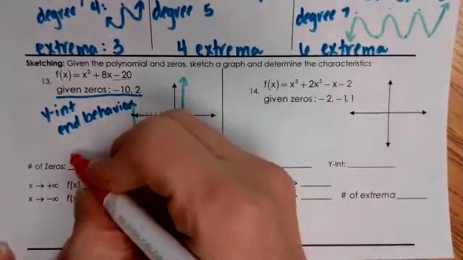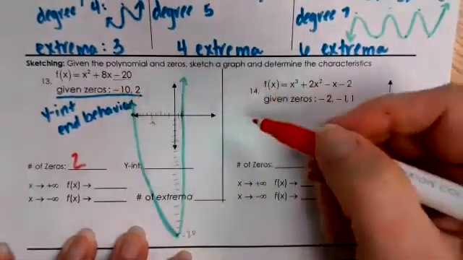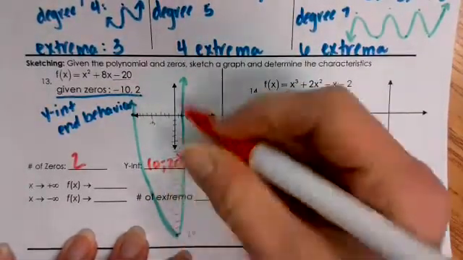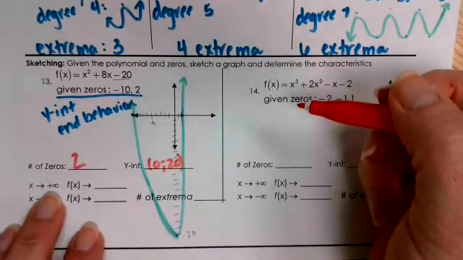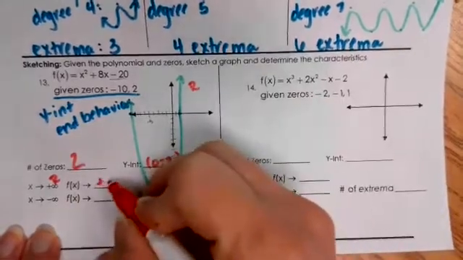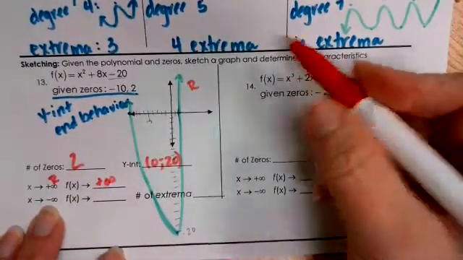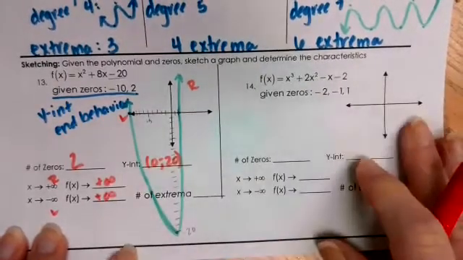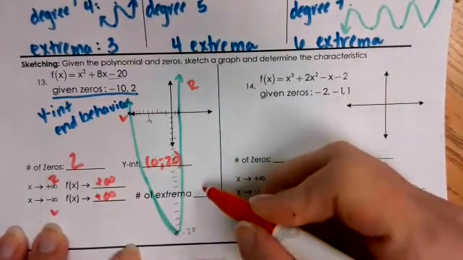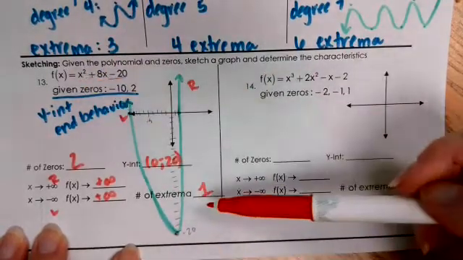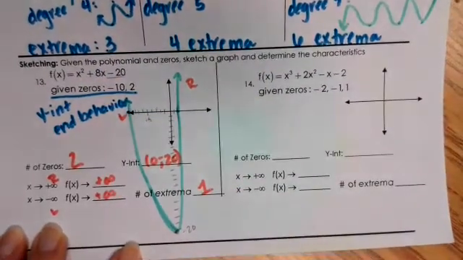So there are 2 zeros. They told me that they were. The y-intercept is a point 0, negative 20. I found that from my constant number. As x approaches positive infinity, which is the right, I'm going up. So that's to positive infinity. As x approaches negative infinity, that's on the left. I'm also going up, that's to positive infinity. And I can see there is one extrema. Degree 2, one less for the extrema.